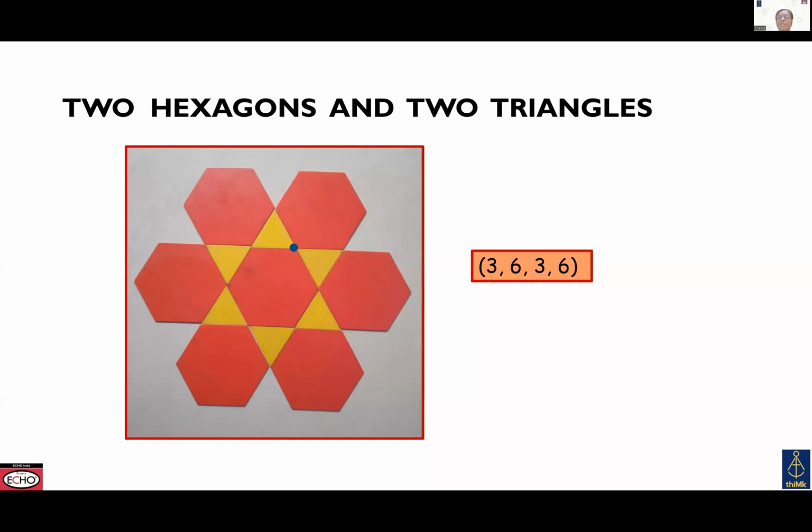And this one is 2 hexagons and 2 triangles. They tessellate as shown. The vertex configuration is 3, 6, 3, 6. And so what we have seen till now are semi-regular tessellations. They are made with 2 or more regular polygons having the same side lengths.